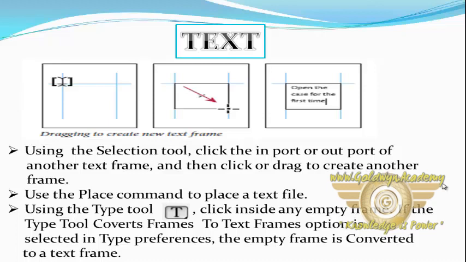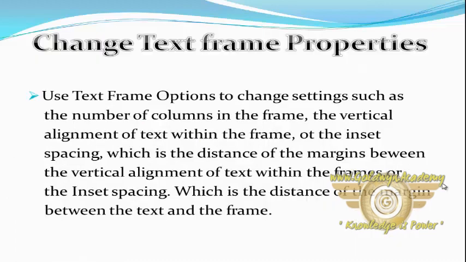Using the selection tool, click the in port or out port of another text frame and then click or drag to create another frame. Use the Place command to place the text file. Using the type tool, click inside any empty frame. If the Type Tool Converts Frames to Text Frames option is selected in type preferences, the empty frame is converted to a text frame.